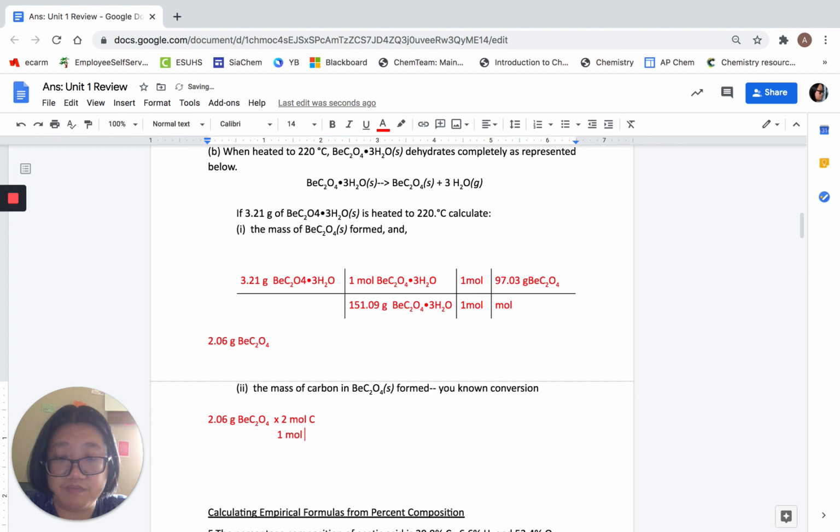1 mole of BeC2O4. Okay, so now once you finish, you also have to do grams to mole conversion, so that way you can get to gram to gram. So gram to mole conversion, gram is, we have it earlier, 97.03 gram BeC2O4. Okay, and then of course that is 1 mole of that.